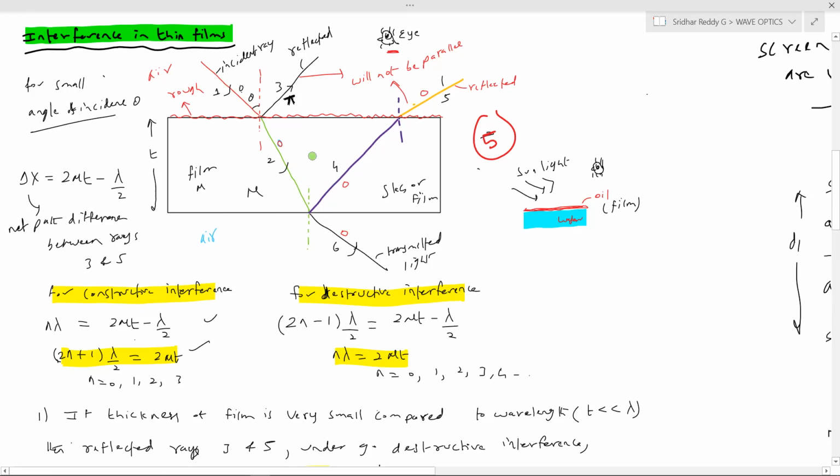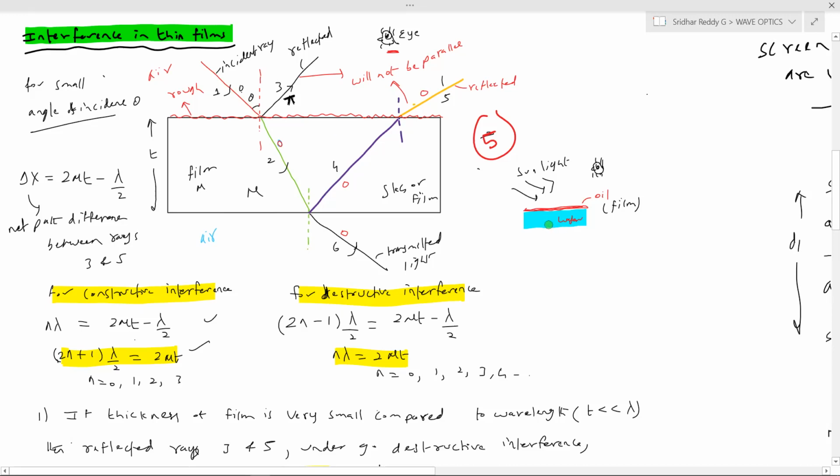Or another thing, soap bubbles. Why do they appear in different colors? Soap bubbles, you might have noticed, no? They'll have some different colors here. What is the reason for that? It is due to interference in thin films.